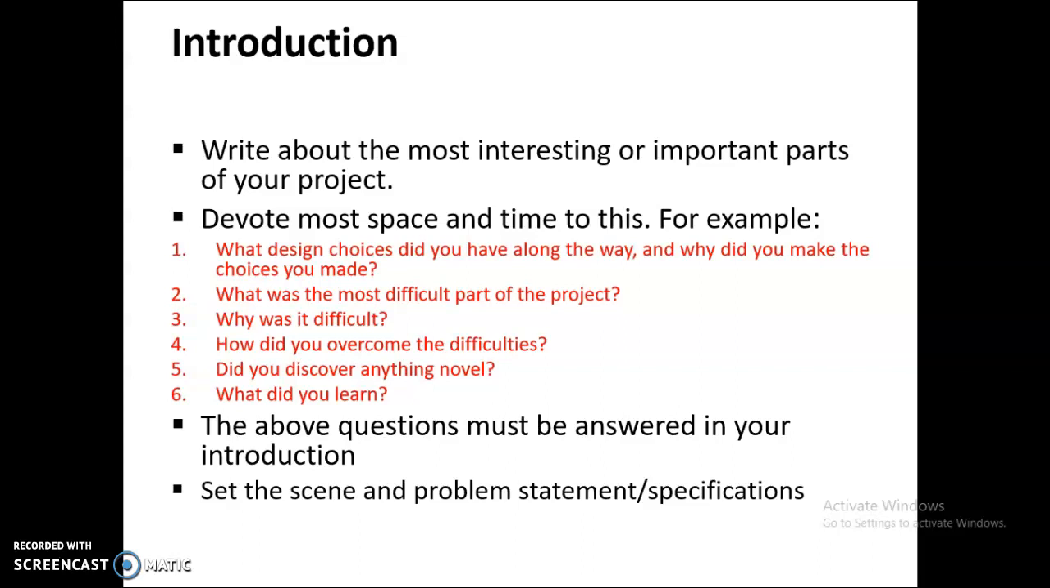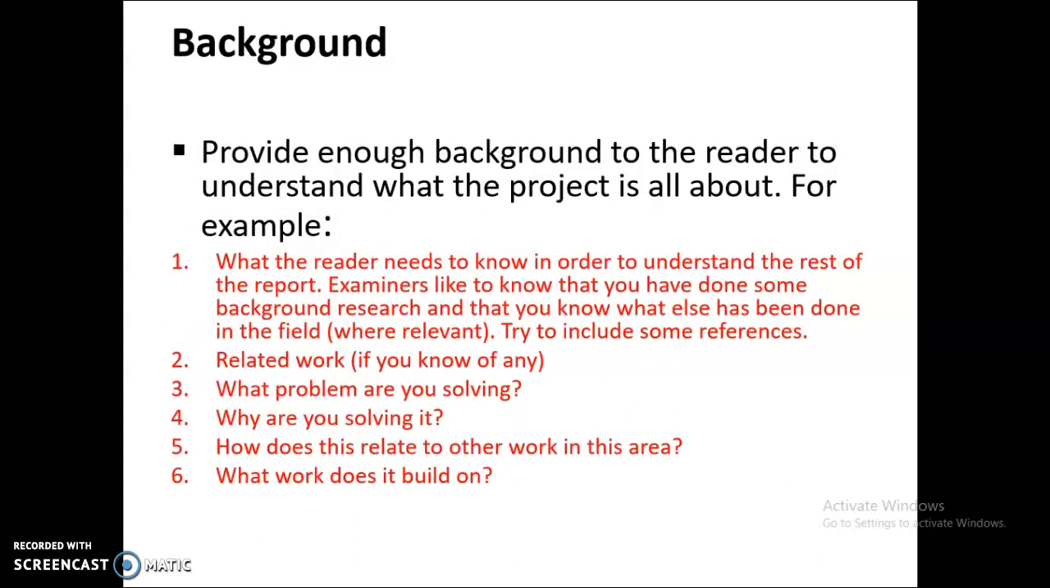The above questions must be answered in your introduction, which is the first part of your thesis report or thesis project. So you set the scene and the problem statement specifications, and then you are good to go in that section.